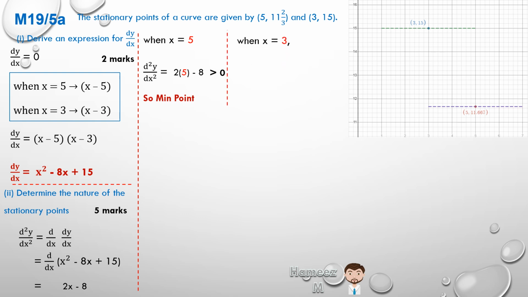And when x is equal to 3, we can substitute. So d2y/dx squared is 2 by 3 minus 8. 6 minus 8 is minus 2. So that's less than 0. So that indicates a maximum point.